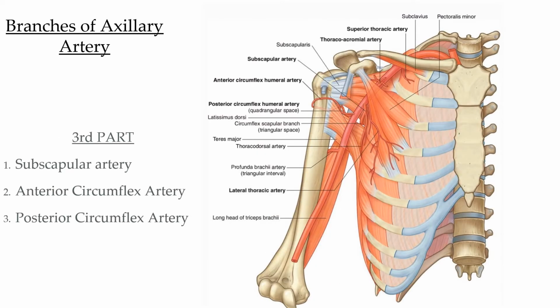The third part of the axillary artery gives three branches: subscapular artery, anterior circumflex artery, and posterior circumflex artery. In the illustration on the screen, you can see this is subscapularis muscle, and these are the cut tendons of the short head of biceps brachii and coracobrachialis.